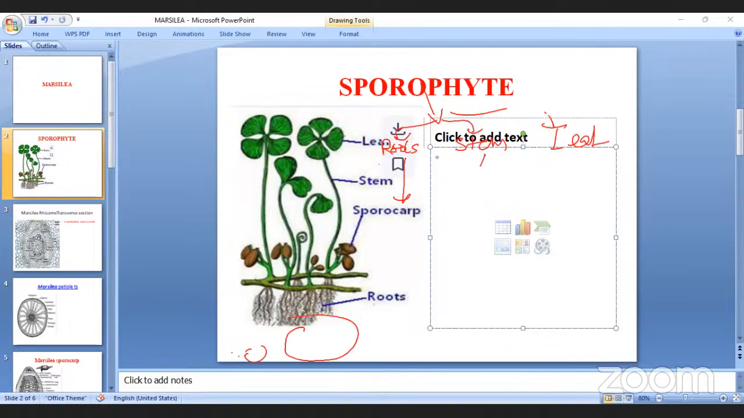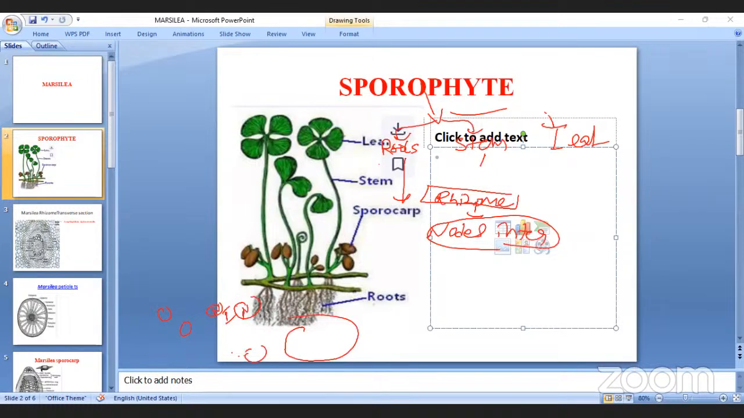And what about the stem? The stem is horizontal like this, and this horizontal structure is called a rhizome. The rhizome consists of nodes with internodes. For example, this is a node, this is also a node, this is also a node. The place between the nodes is the internode.